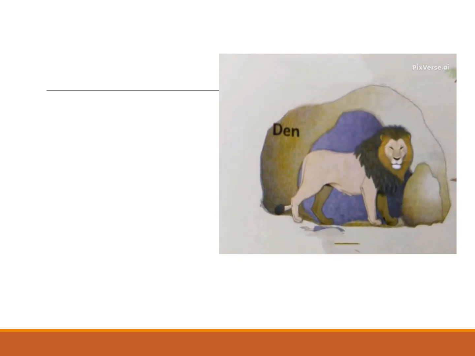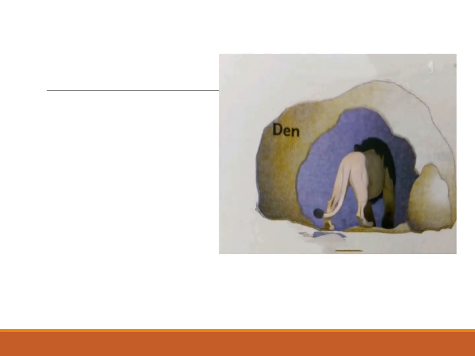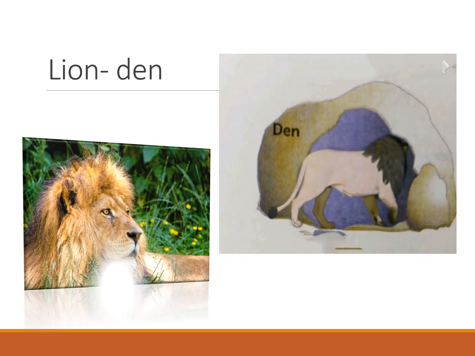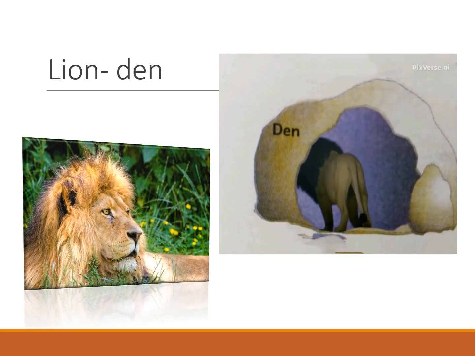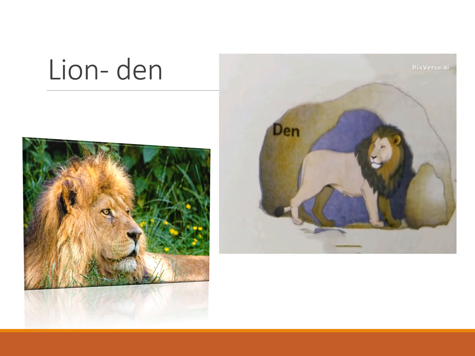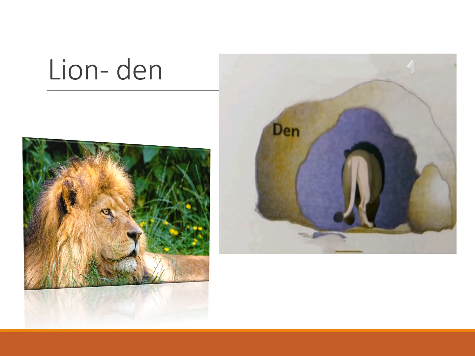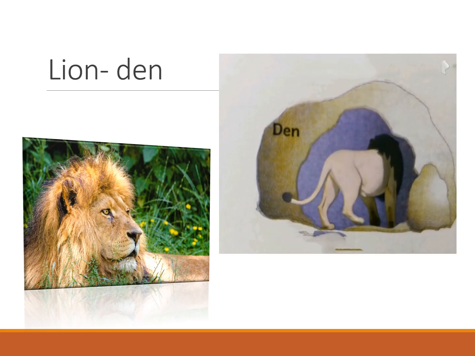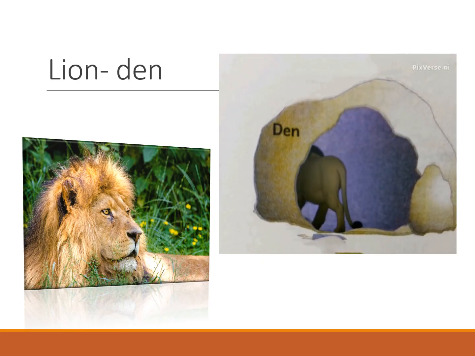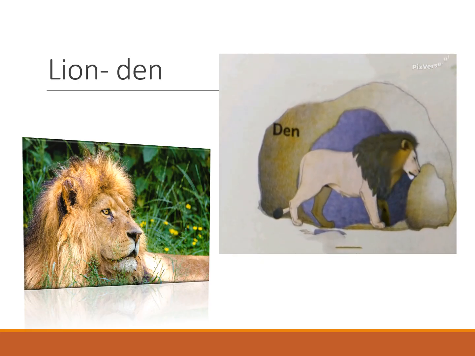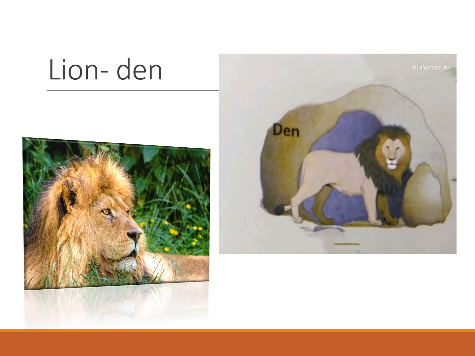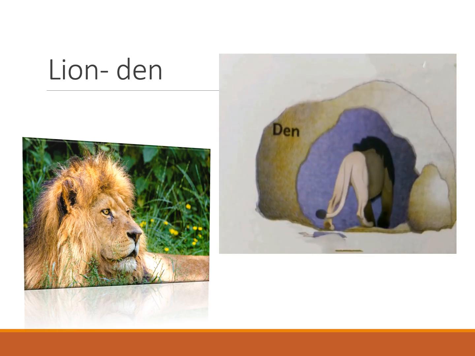Now children, see this picture. You already saw it once. Yes, it's a lion. Where does the lion live? Yes, it is going into the cave. So this cave is called a den, lion den. So children, the shelter of a lion is called a den.